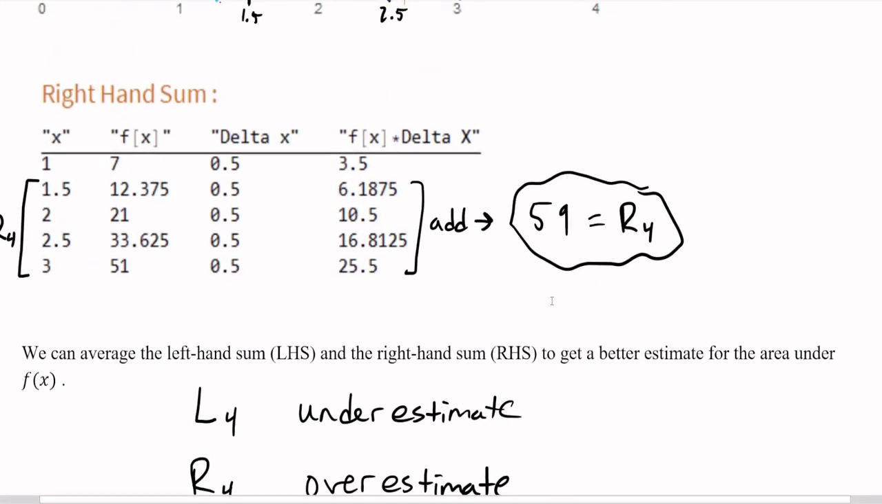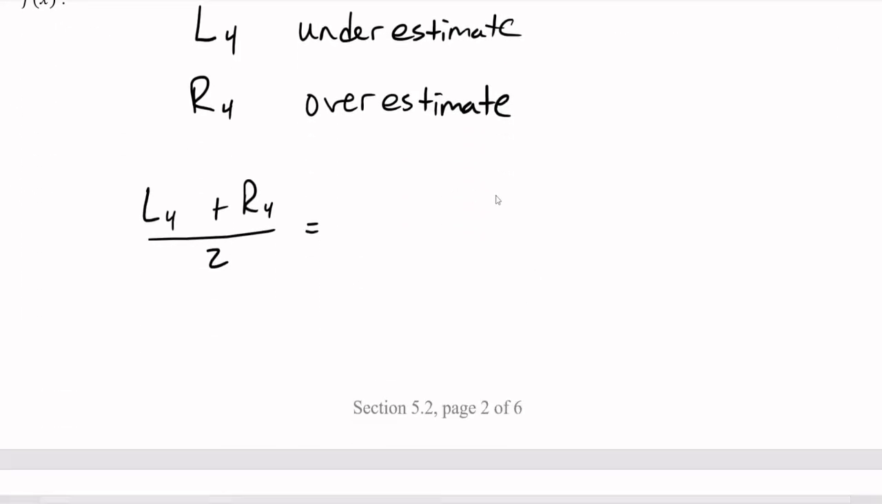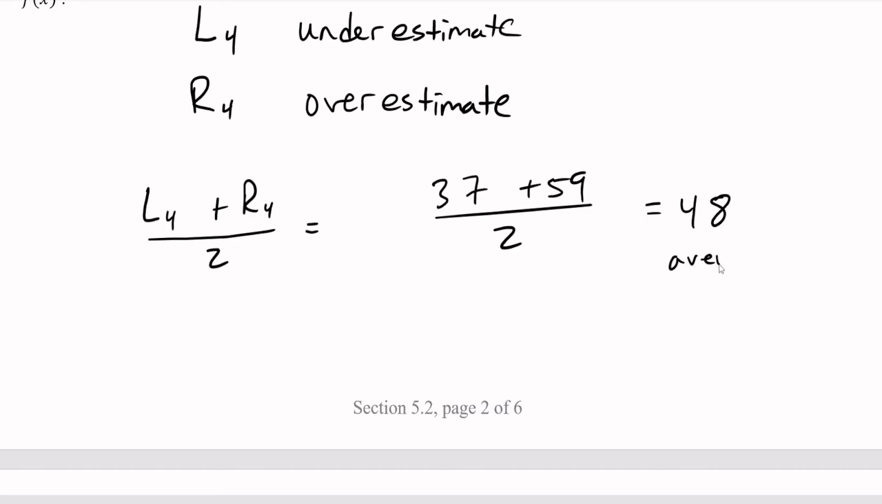So what was it? 59 and 37. So let's see. It would be 37 plus 59 over 2. Okay, so that's going to divide nicely, but we'll put it in. 37 plus 59 over 2 equals 48. So I can average those two together to try to find a new approximation. Again, this is the average of the left and right.